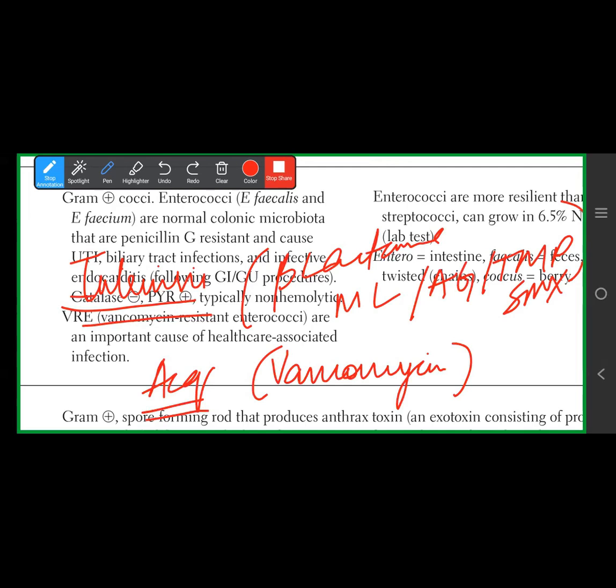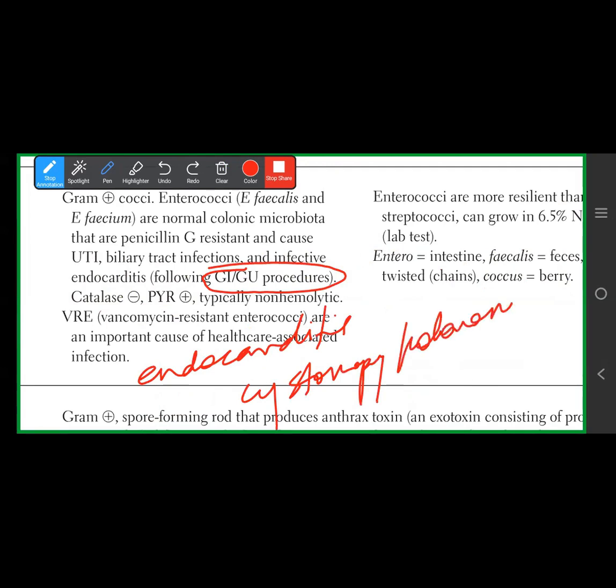Now when they talk about UTI, biliary tract infections, and subacute endocarditis, we have already discussed subacute endocarditis, for example if a patient has an IV catheter or a prosthetic valve. If a patient has had a GI or GU procedure, a gastrointestinal or genitourinary procedure, then you have to remember enterococci. For example, a patient who has endocarditis after a cystoscopy, after a colonoscopy, or after obstetric procedures. These are some examples I can give you.